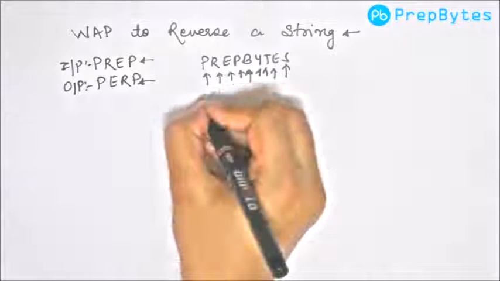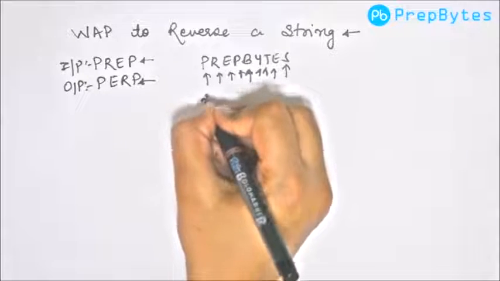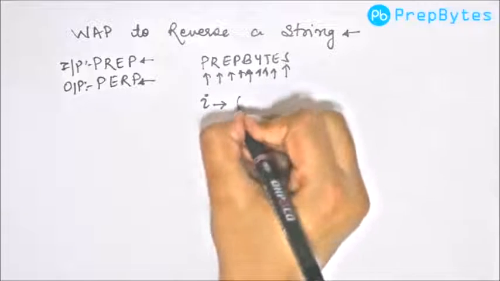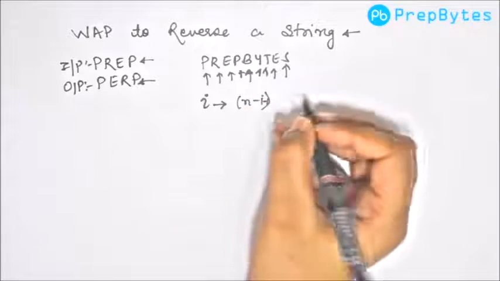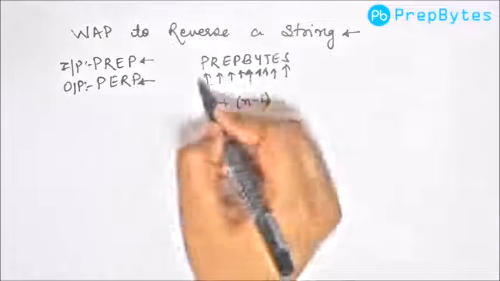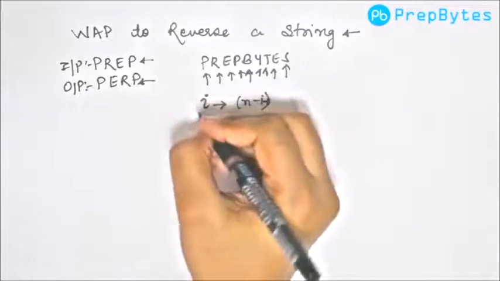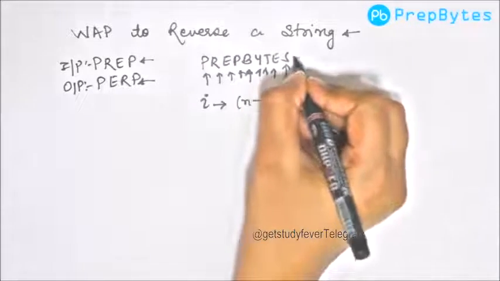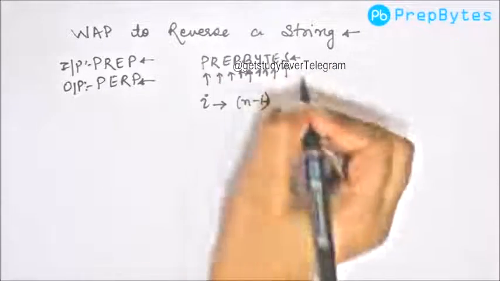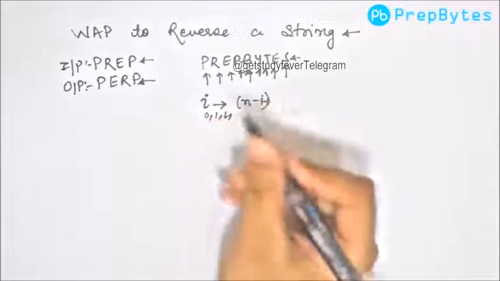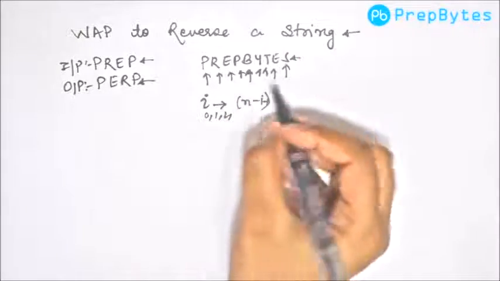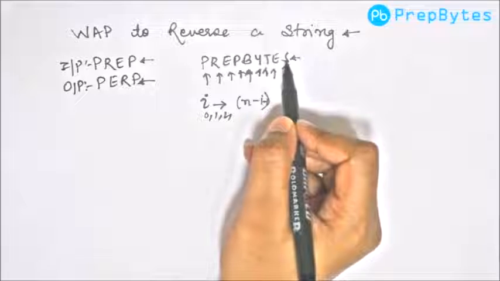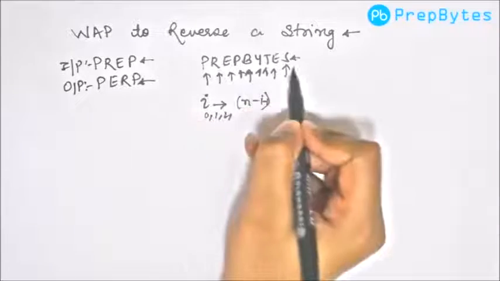So let's say we have an index i. The solution is to swap the ith element with the (n minus i)th element. We'll have minus 1 because the index goes from 0 to n minus 1. So we want to swap the ith element from the first with the ith element from the last. i could be anything, it could be 0, 1, 2, depending upon the value. We exchange the first element from the beginning with the first element from the last, similarly the second from the beginning with the second from the last.